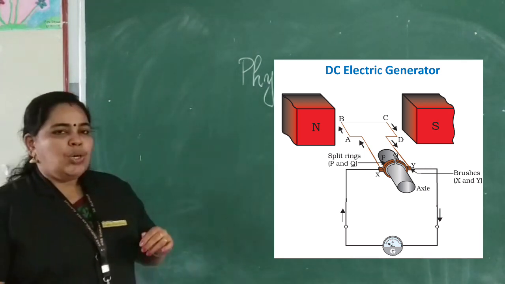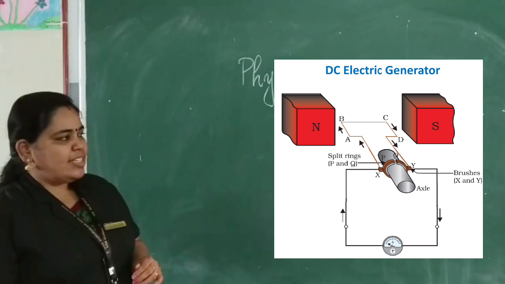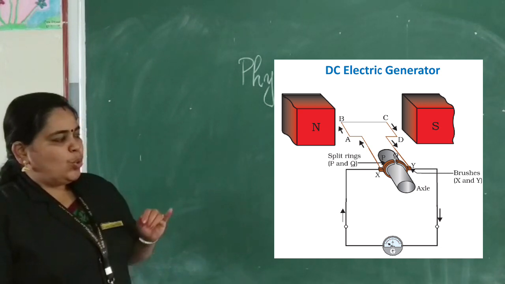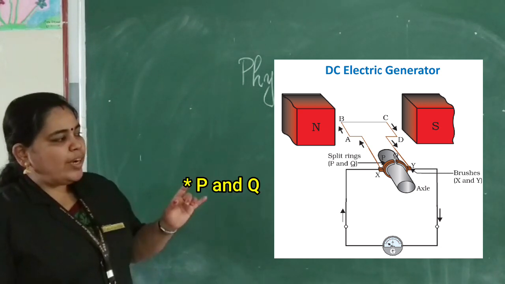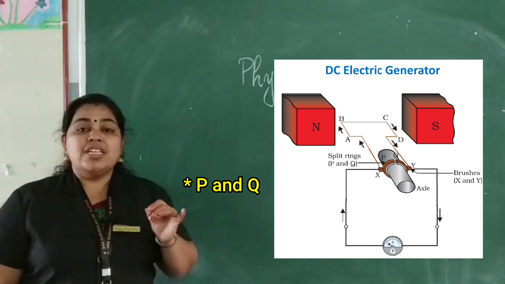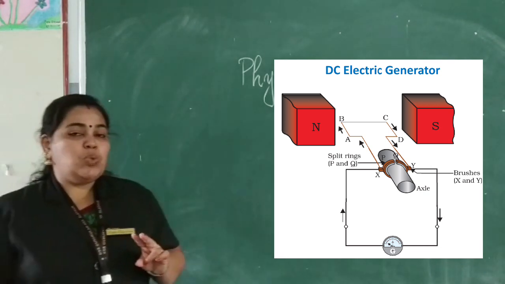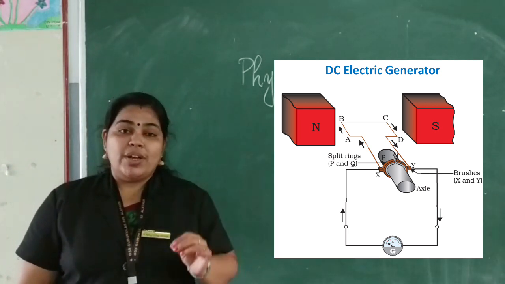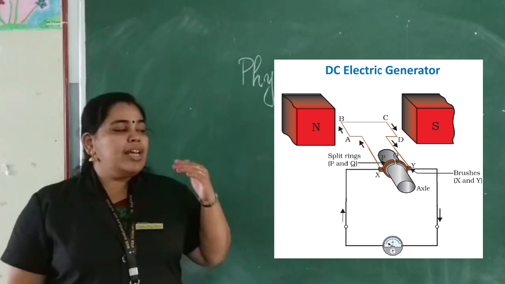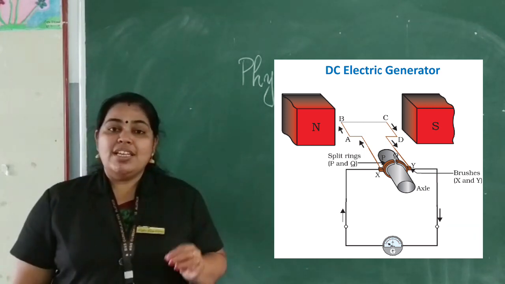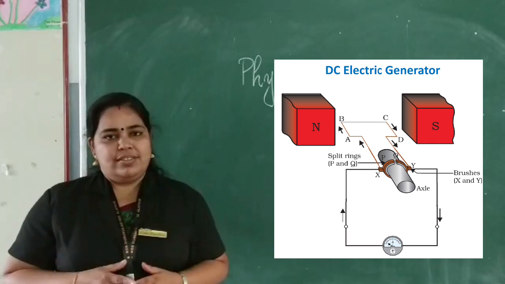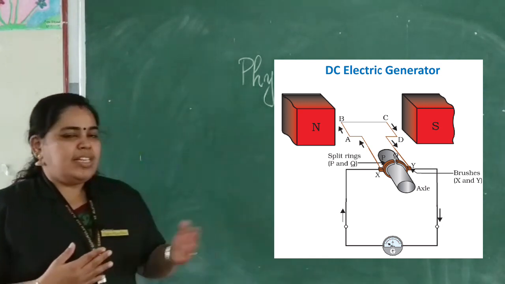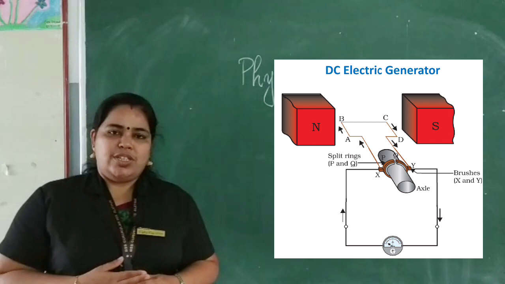Look at the figure. You can see a field magnet, an armature coil, two brushes, and R1 and R2, the split rings. That is the difference between an AC generator and a DC generator. In an AC generator, we are using slip rings, whereas in a DC generator, we are using split rings, half rings. So now we will study the working of a DC generator.